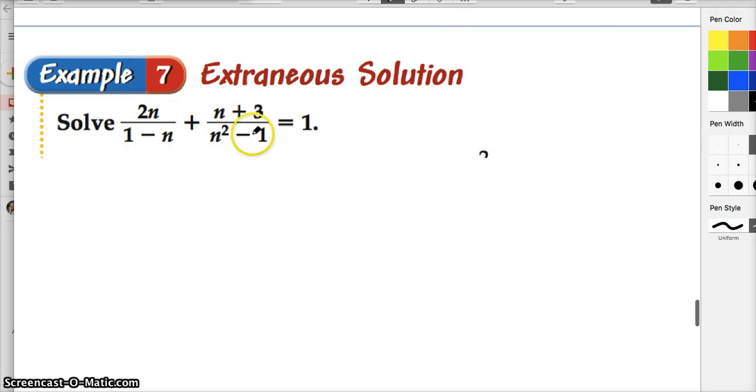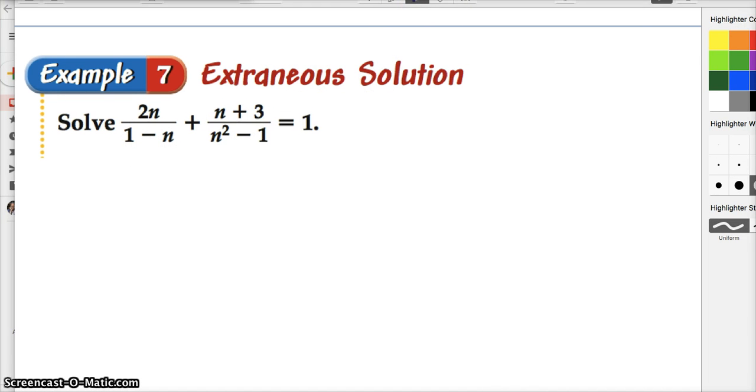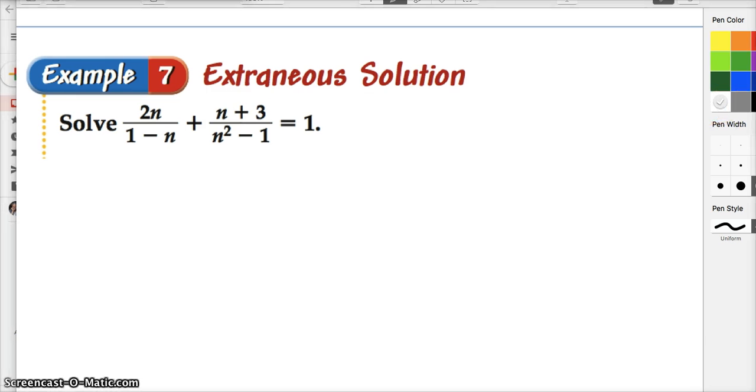All right, so over here, this problem is interesting because it looks like we would have to have a very complicated denominator, but we don't. Here's what we'll do in a situation like this, and I do want you to pay attention. The fact of the matter is I can look at n squared minus 1 and see that I can factor it to n plus 1 times n minus 1.